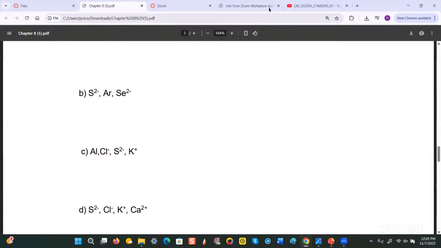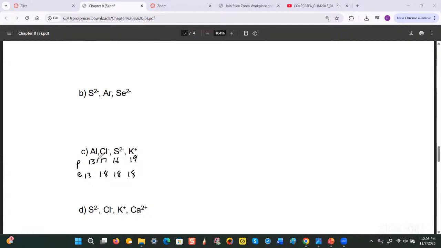Okay, so in the case of C, again, I'm going to look at the number of protons versus electrons. So aluminum, if I remember correctly, its atomic number is 13. Chloride is 17. Sulfide is 16. And potassium plus would be 19, right? So in terms of the electrons, aluminum will have the same number of electrons as protons. So that's 13. Chloride will have 18 electrons. Sulfide will have 18 electrons. Potassium has 18 electrons, right?